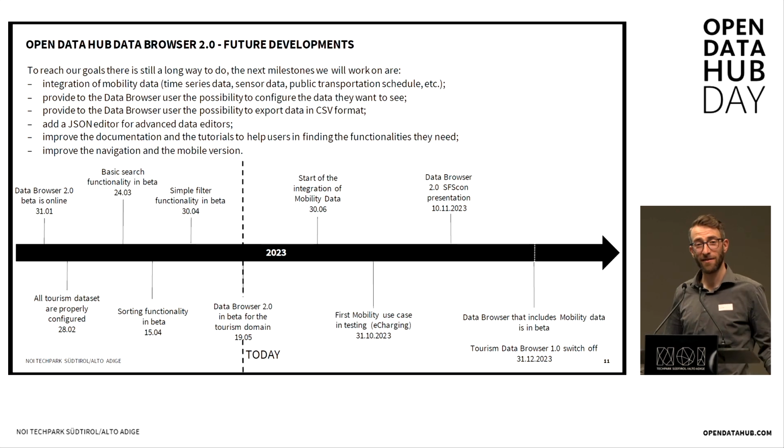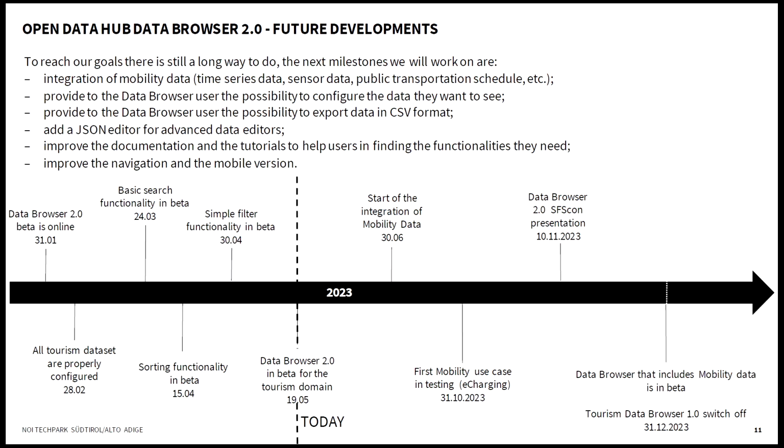These are the main functionalities we have already implemented. We know that today is not an arrival point, but a starting point for improving our tools. We already have a plan of the next steps. As I said before, the first one and probably the biggest is the integration of the mobility domain and the agricultural one, which means that we have to integrate completely different kinds of data, like time series, like sensor data, like public transportation data that has schedules and so on, and that are structured in a different way.